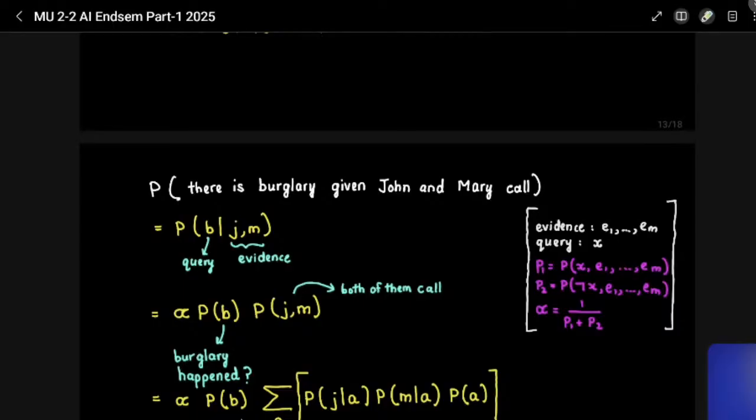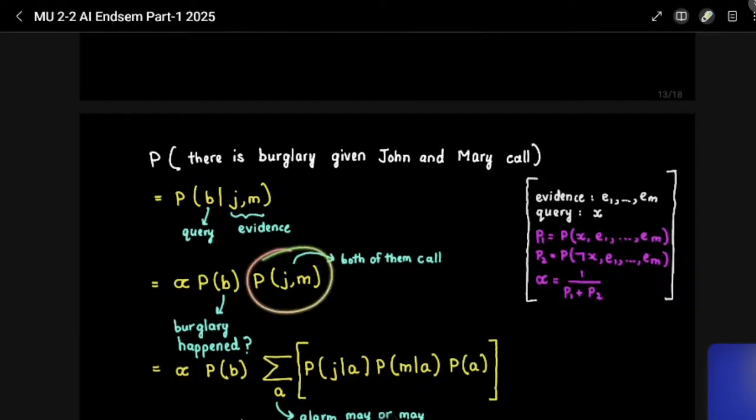So we want to find out if burglary happened or not. But this is fine. We have this number. We have the probability of burglary. But we do not have the probability of John calls and Mary calls, both of them calling. But we don't know if the alarm sounded or not. So there are two possibilities. Alarm either sounded or didn't sound.